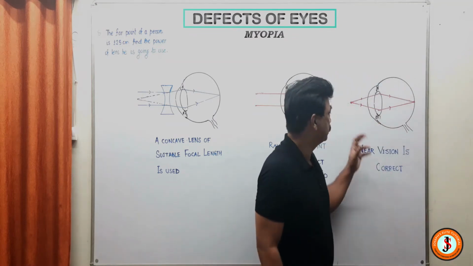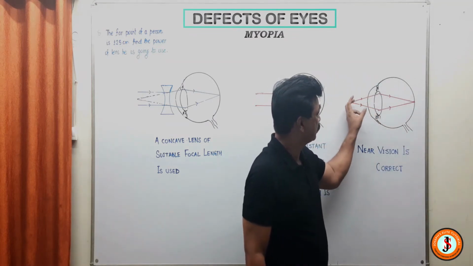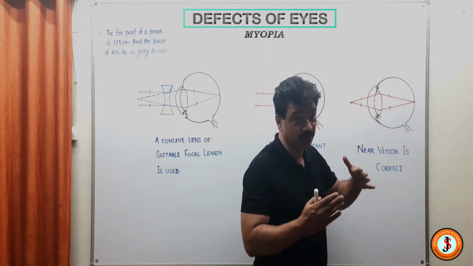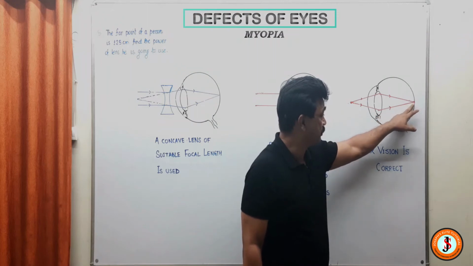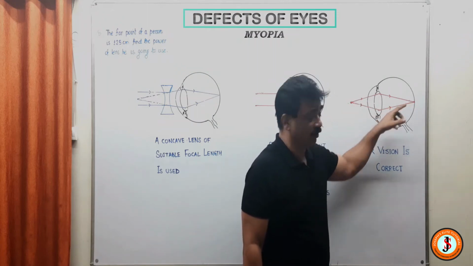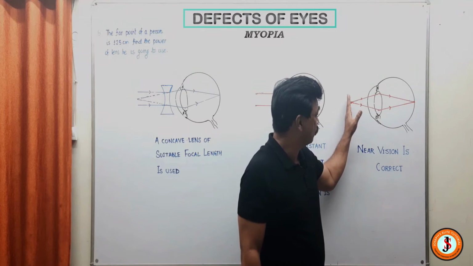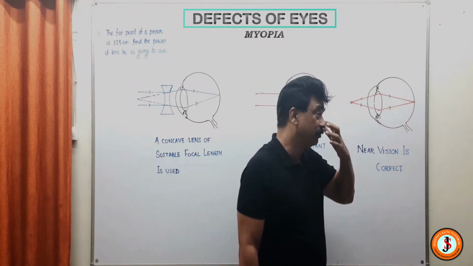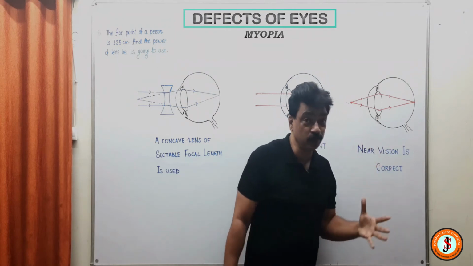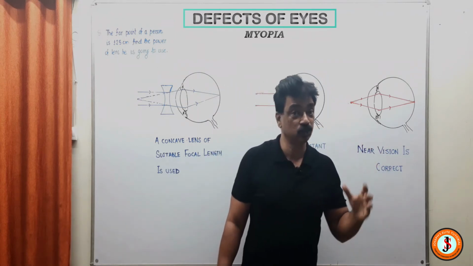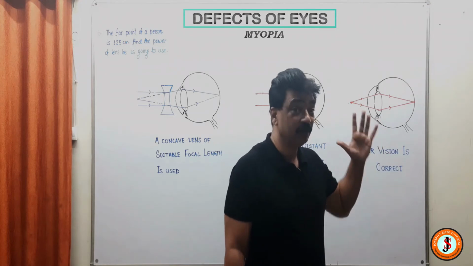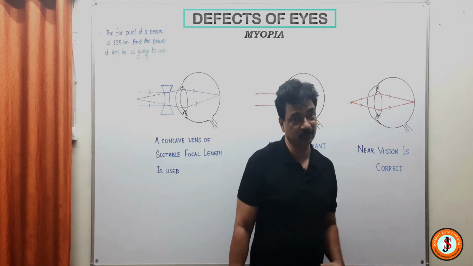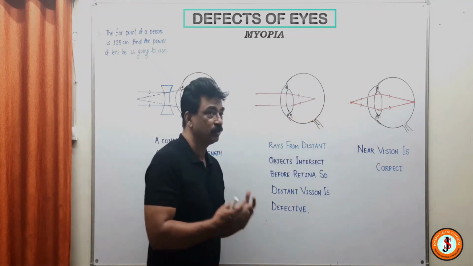I can come this side and tell you. Then what happens? The eye lens converges the rays. The converging power is quite a lot, and it converges the rays onto the retina. So the rays from a nearer object meet at the retina, and therefore nearer objects are visible. So in myopia, the spelling is short, meaning short-sightedness. That means near objects can be seen perfectly. So near vision is correct. Now, what is the problem?